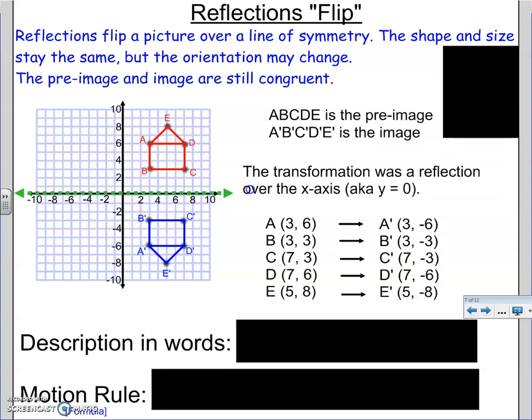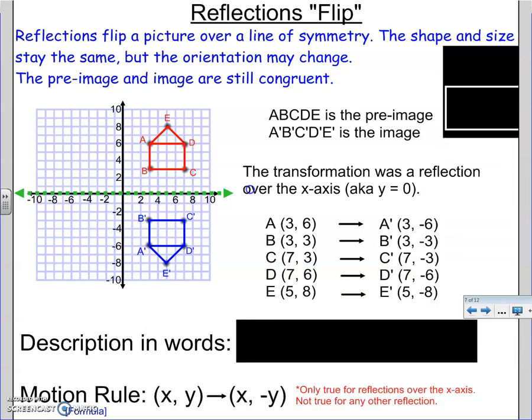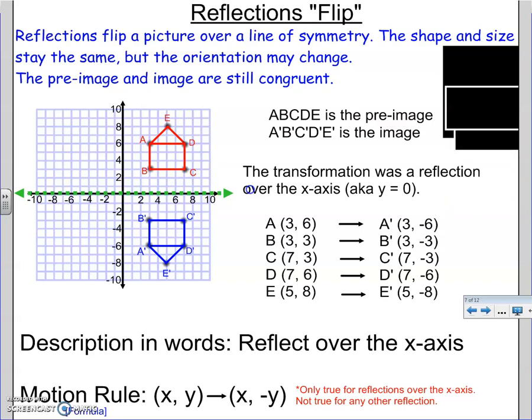If we do the points, you get this. A was at 3, 6. A prime is at 3, -6. B was at 3, 3. B prime is 3, -3. E was 5, 8. E prime is 5, -8. If you notice, all we do is keep the x's the same but change the y's to negative. So that's my motion rule. Given x, y, leave x the same, multiply y by -1. It is only true for reflections over the x-axis. It's not true for any other reflection, so I don't actually like motion rules for reflections. In scripted words, just reflect over the x-axis.